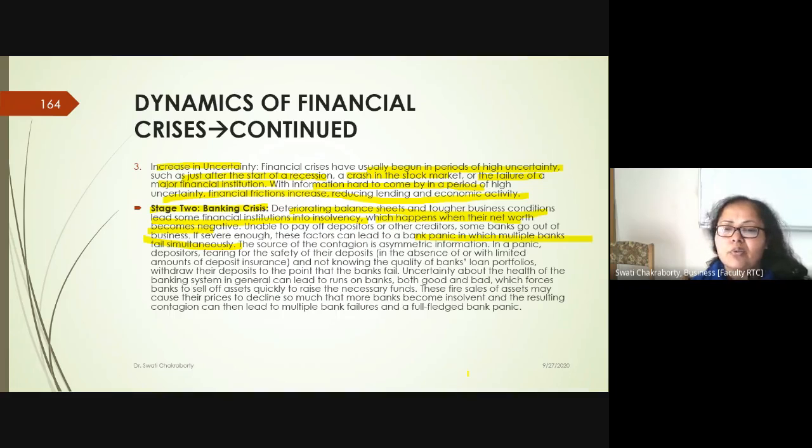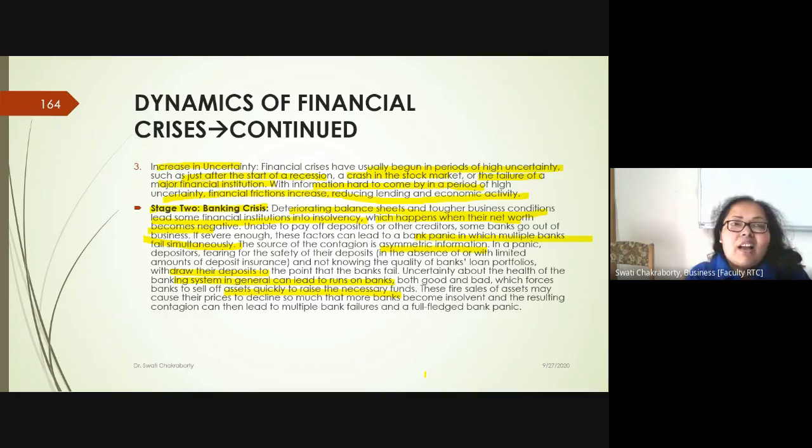What is the main source? Source is asymmetric information. So in a panic, what happens? Depositors fearing for the safety of their deposits, right, and not knowing the quality of the bank's loan portfolios, start withdrawing the deposits to the point that the banks start failing. So uncertainty about the health of the banking system in general can lead to runs on banks, both good and bad, which forces banks to sell off their assets to raise the necessary funds.